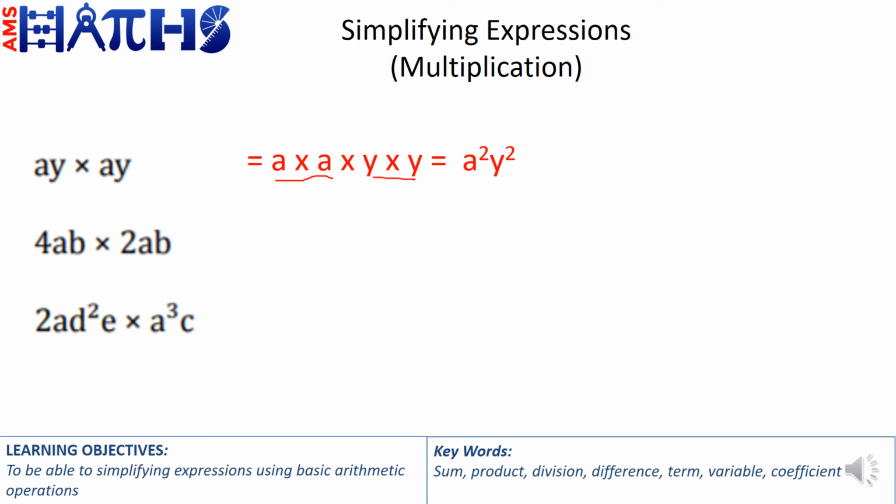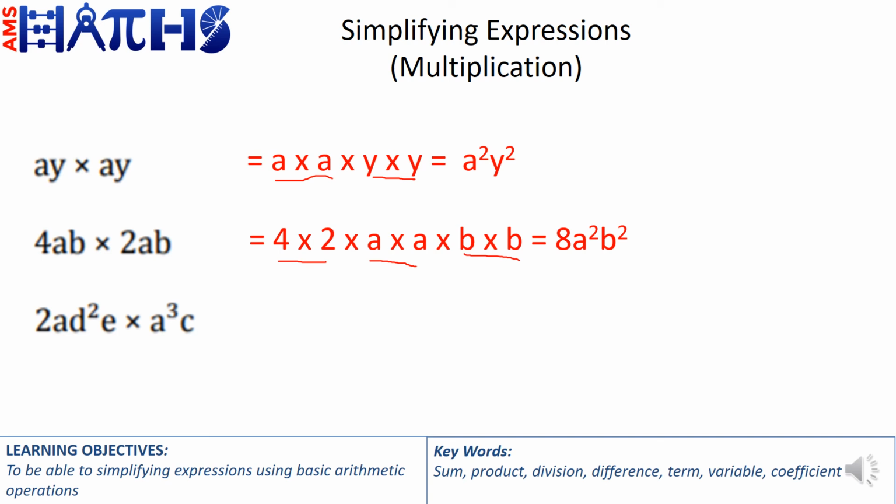In our next example, we have 4ab times 2ab, and so we put our numbers together. 4 times 2 is 8, then a times a next to each other, and b times b next to each other. So we end up with 4 times 2, 8, a times a, a squared, and b times b, b squared. So our final answer is 8a squared b squared.